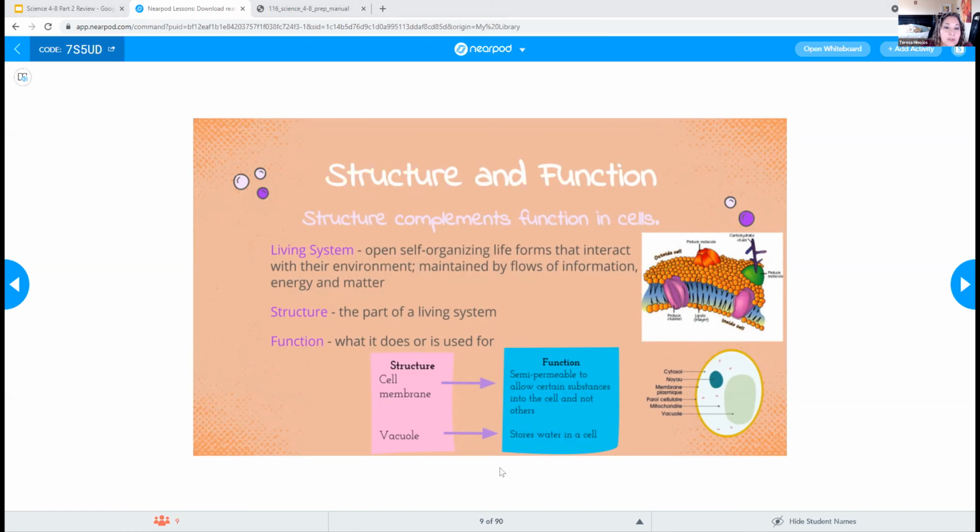So the example that I provided here is a cell membrane. That is an organelle. It's what is on the outside of a cell. You could think of it as the boundary of the cell, right? Or the border of the cell.